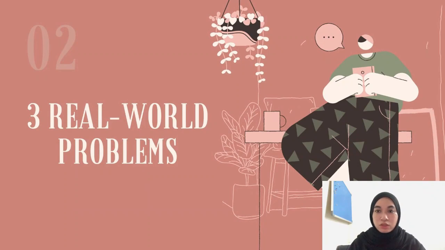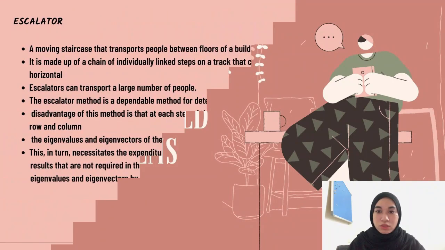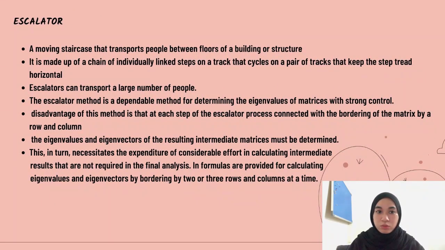So I will explain the 3 real-world problem, which is the first is escalator. Is a moving staircase that transport people between the floor of a building or structure. It is made of chain of individual links step on the track that cycle on a pair of tracks that keep the step horizontal. Escalator can transport a large number of people, and the escalator method is dependable method for determining the eigenvalue of a matrix with a strong control.